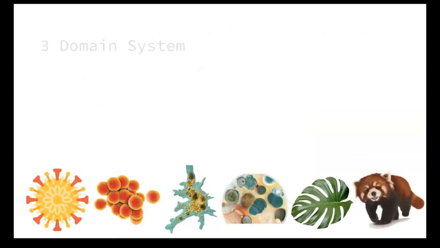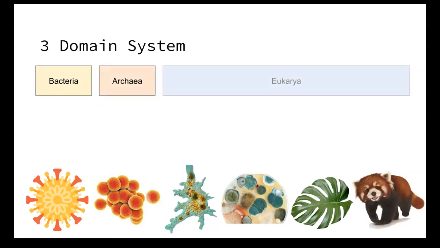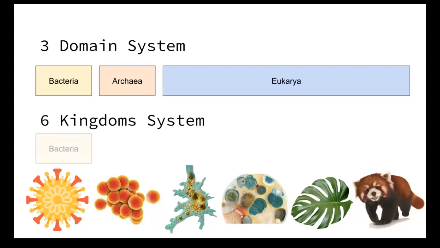So this is our 3 domains. We have bacteria, archaea, and eukarya. Eukarya I made as the biggest because it has the most kingdoms within it. Our 6 kingdoms: the kingdom that bacteria is in is also bacteria. The kingdom that archaea is in is called Archaebacteria. And then the rest is our eukaryotes.